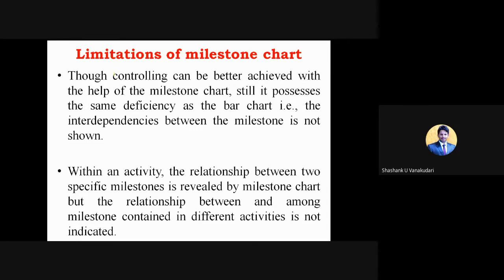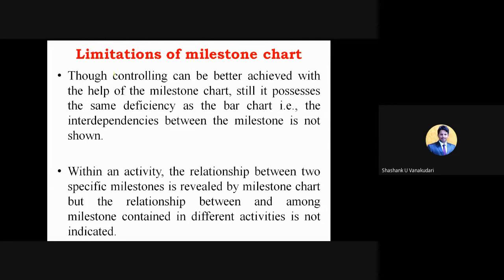And within an activity, the relationship between two specific milestones is revealed by the milestone chart, but the relationship between and among the milestones contained in different activities is not indicated. That is, you can consider one main activity and the relationship between two specific milestones, I mean, from one main activity to the other main activity, which is revealed by the milestone chart. But the relationship from one milestone to another milestone, we also cannot show by using this milestone chart. So again, it will be very difficult to find out the total duration of the project.